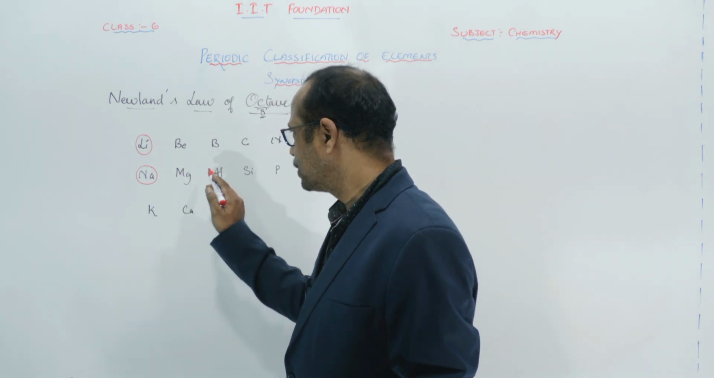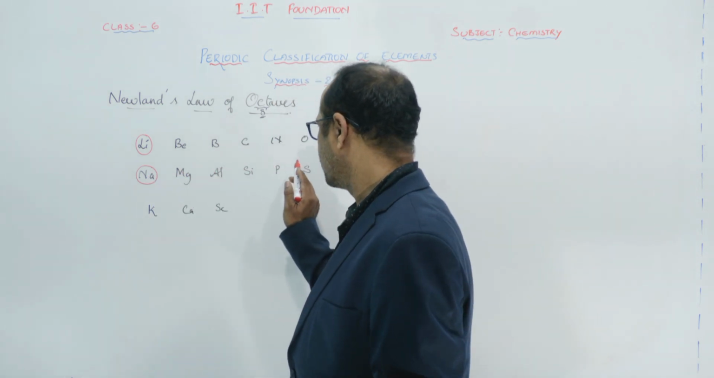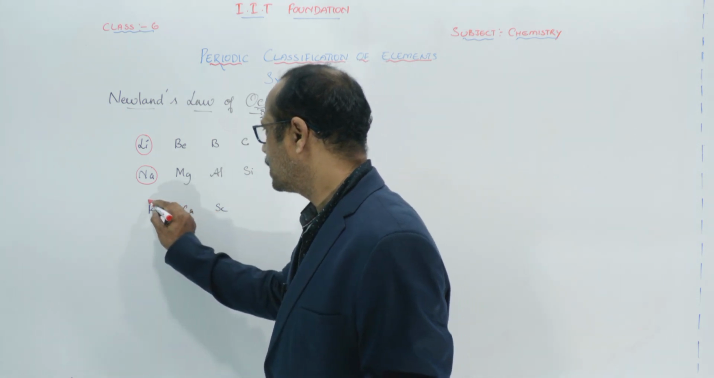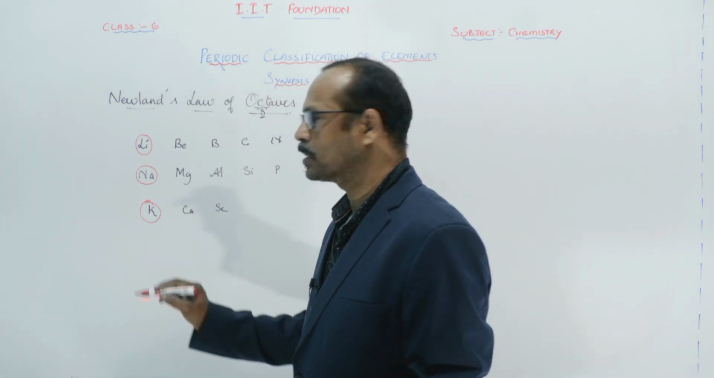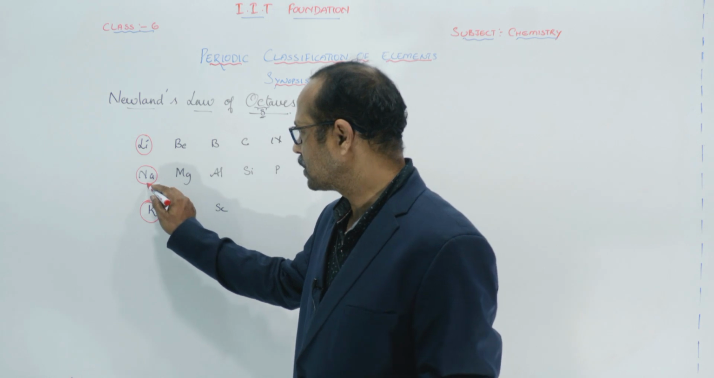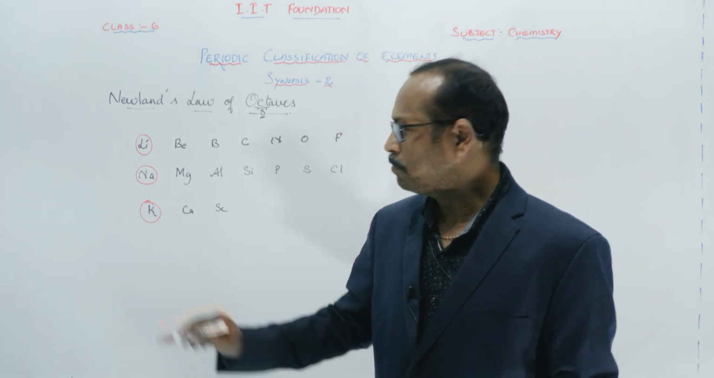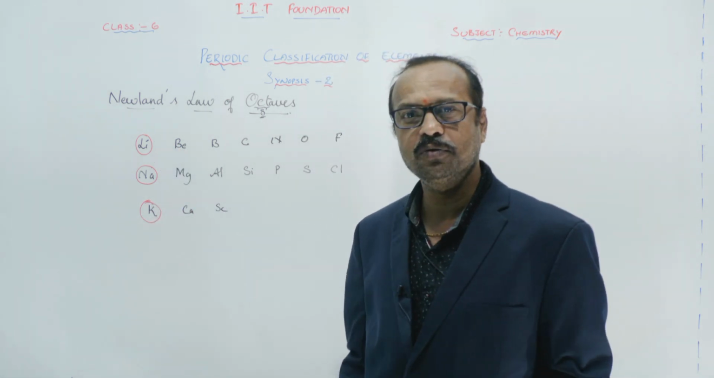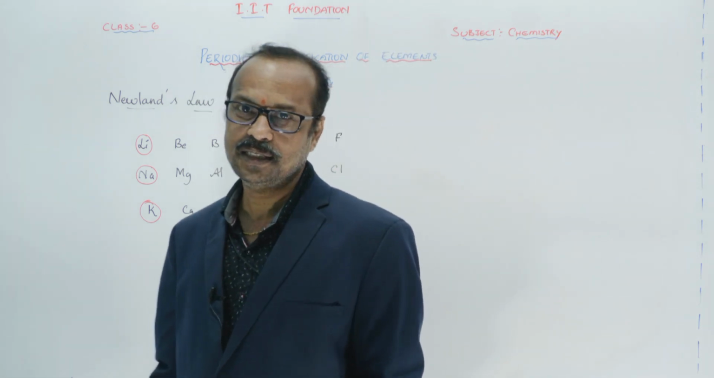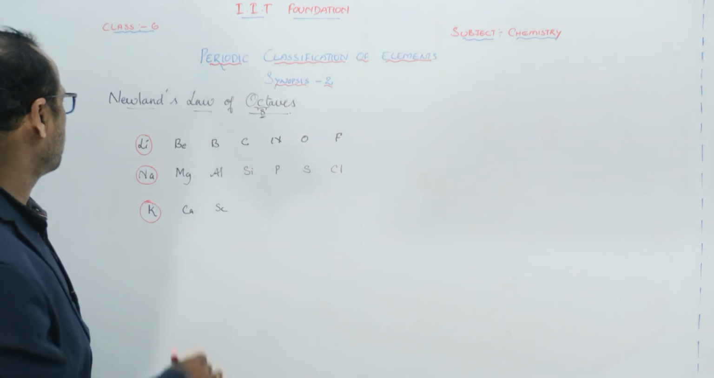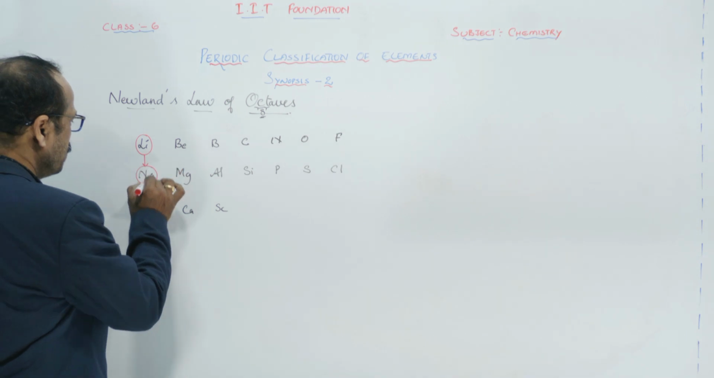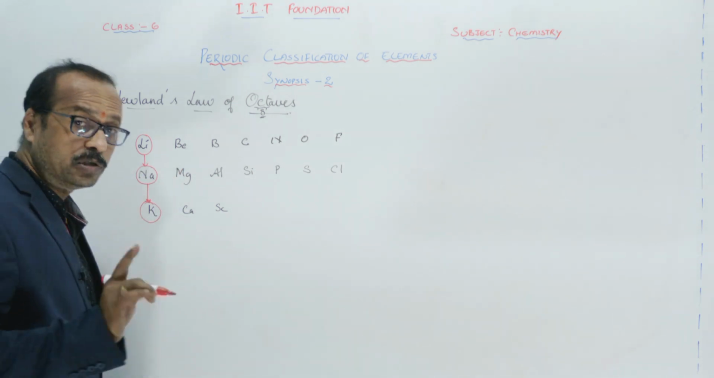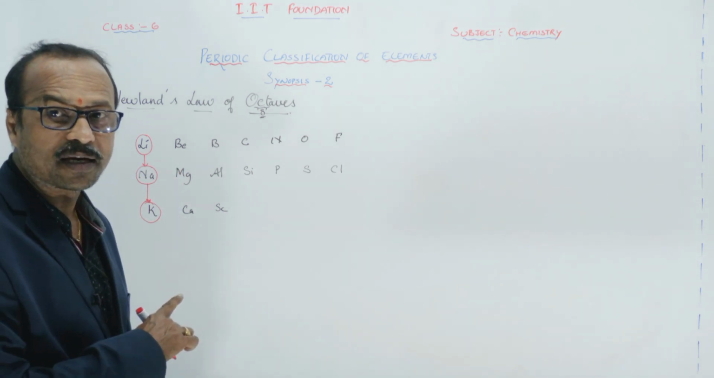1, 2, 3, 4, 5, 6, 7, 8. So, eighth element is what? Sodium. Whatever the properties present in the sodium, the same properties will be repeated in the potassium. Means what? All these three elements have similar properties. Is this understood? And we already observed that lithium, sodium, potassium are also Dobereiner triads.